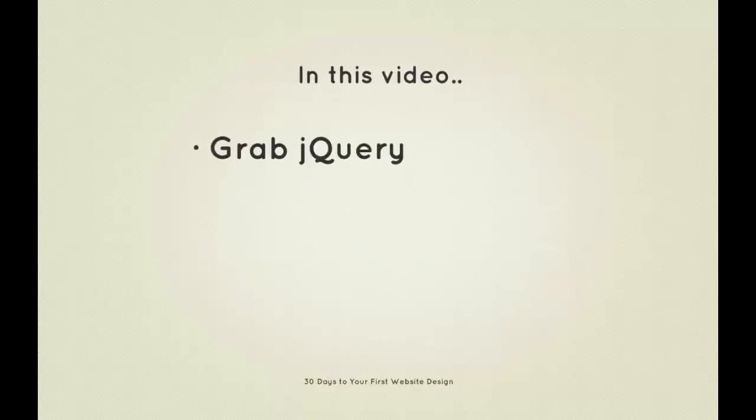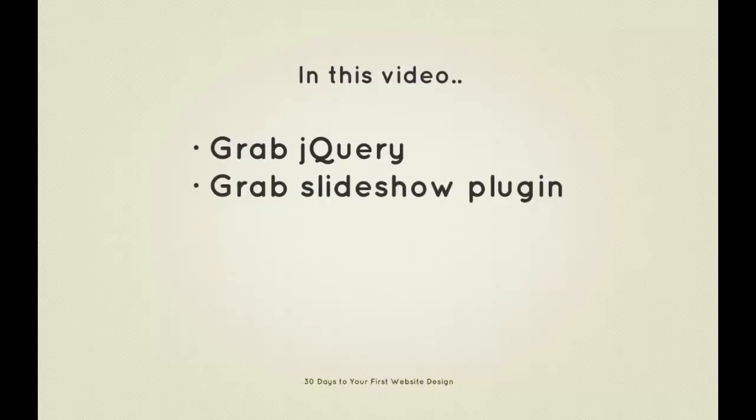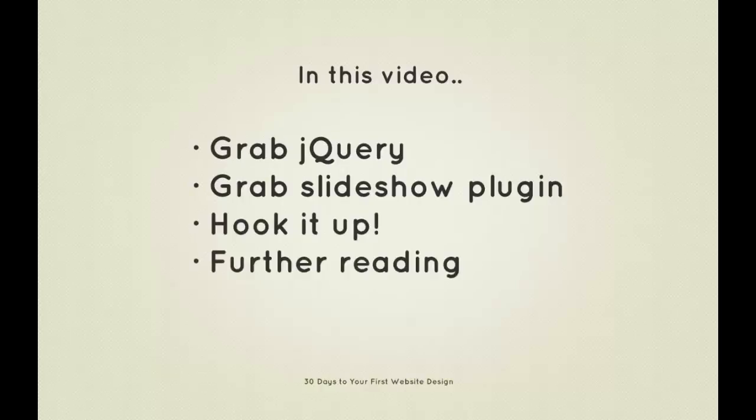Firstly, we're going to head on over to jquery.com and grab the all-important jQuery library. Then we're going to head over to Mike Alsop's site and grab his fantastic jQuery cycle plugin. Then we're going to come back to our own website and hook it up. Before we tackle the next video in the series, we'll look at some additional reading and then an assignment.